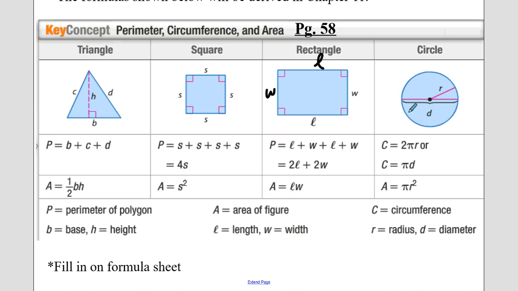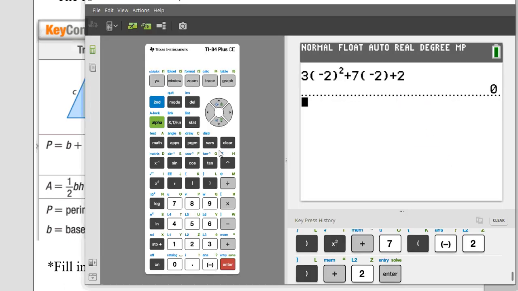A circle, its circumference, which is the math term for the perimeter of a circle, is 2 pi times its radius. So pi is the constant 3.14159 going on forever. There is a button on the calculator I show you. The pi button is right here.